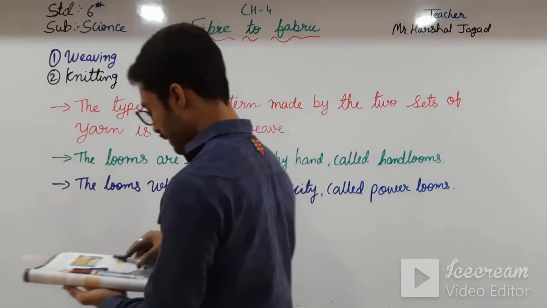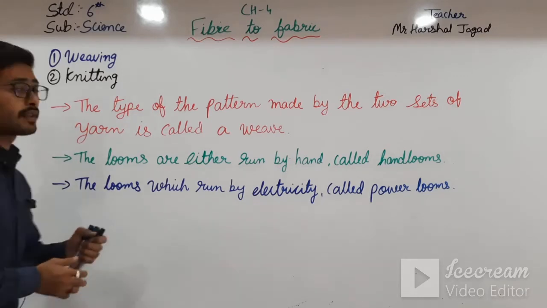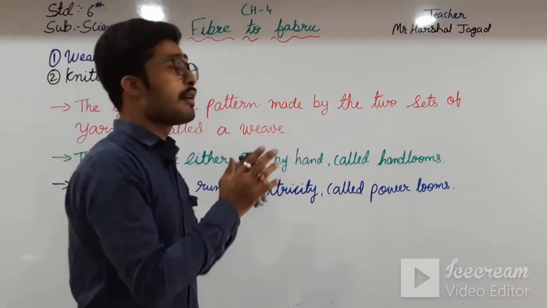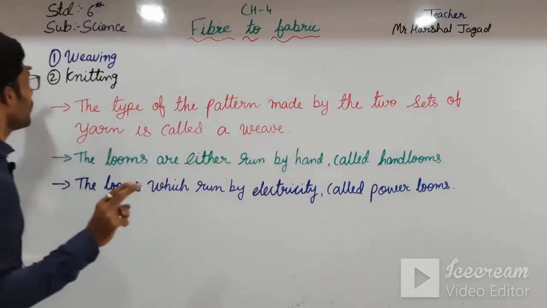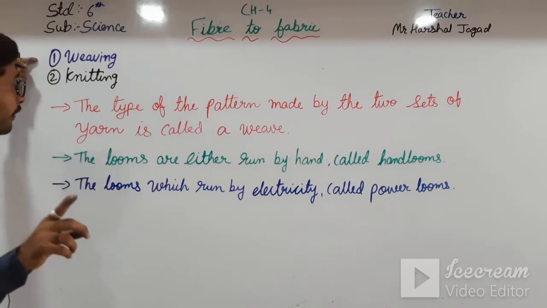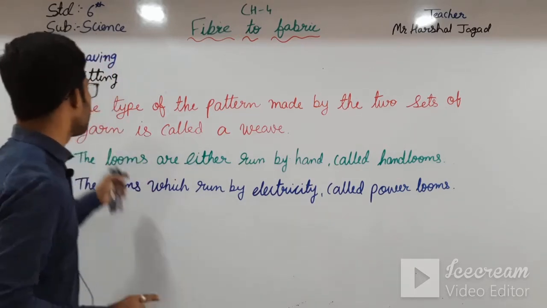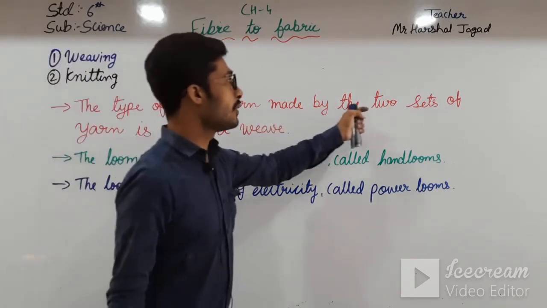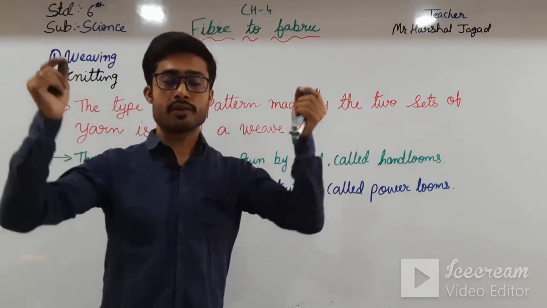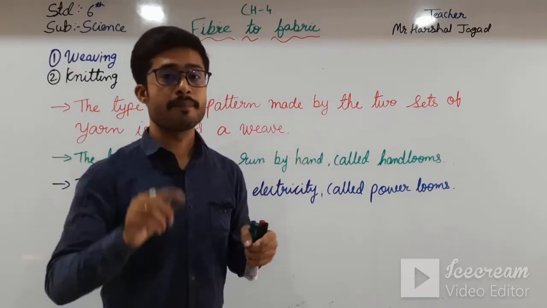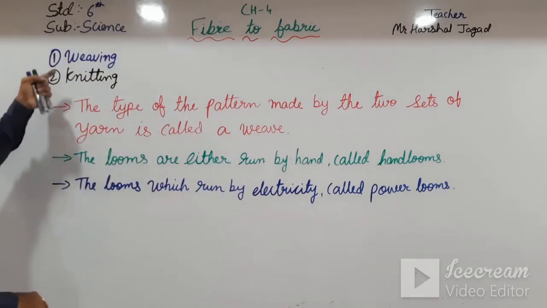Okay students, in the weaving process we can see here, for making fiber to fabric there are two main processes. The first process is weaving and the second process is knitting. In the first process, weaving, the type of pattern made by the two sets of yarn is called a weave. Means when two sets of yarn, two threads, combine with each other and weave and make a cloth, this process is known as the weaving process.